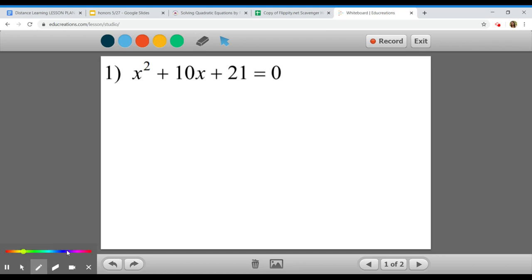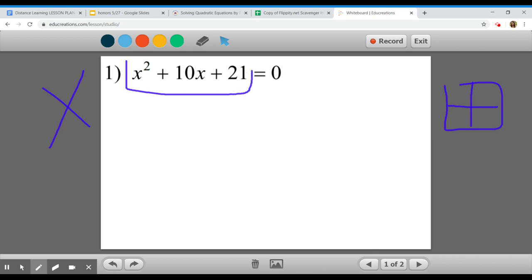I prefer personally the X box method when I'm trying to factor. If you prefer the area model that we'd looked at later on, whatever you want to do for factoring. The main difference here is that we had previously only been focusing on an expression. Now we're always going to set equal to 0.